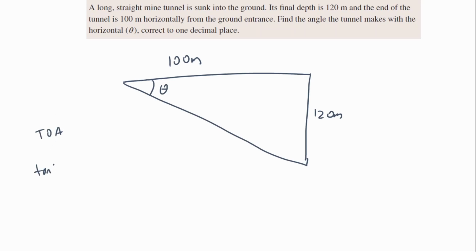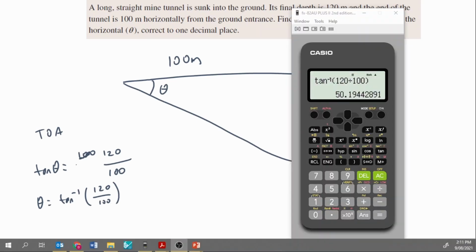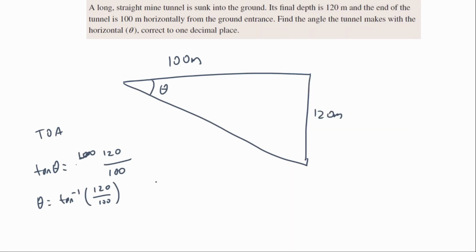So that means tan theta is going to be 120. It's the opposite first, over the adjacent, which is 100. So the angle theta is going to be tan to the power of -1 times 120 over 100. Once you've got that, pop those values into your calculator and you should get a value of 50.19 degrees. So theta equals 50.19 degrees. And sorry, it says correct to 1 decimal place, so I should have said 50.2 degrees. That's why it's important to read the question carefully.